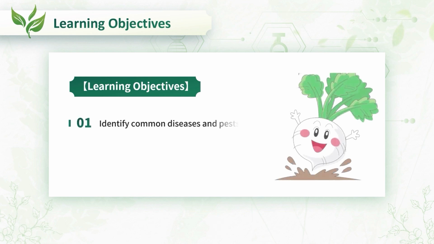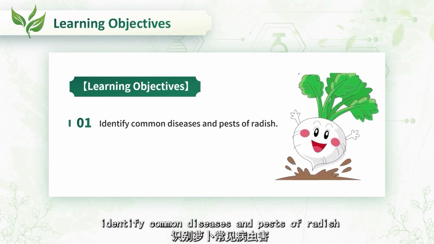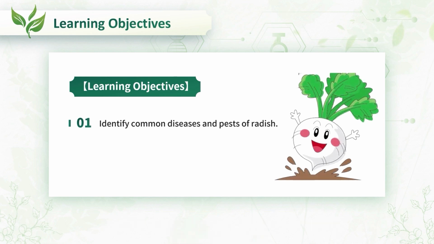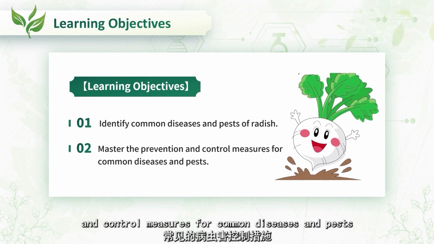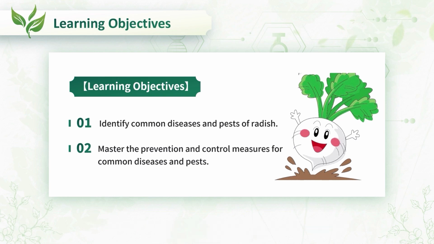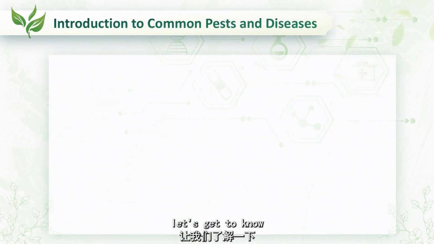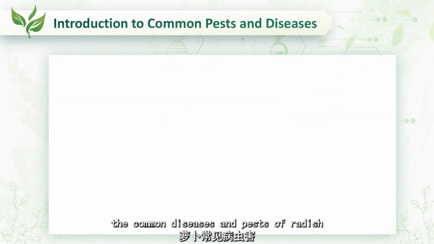The learning objectives of this lesson are as follows. 1. Identify common diseases and pests of radish. 2. Master the prevention and control measures for common diseases and pests. First, let's get to know the common diseases and pests of radish.